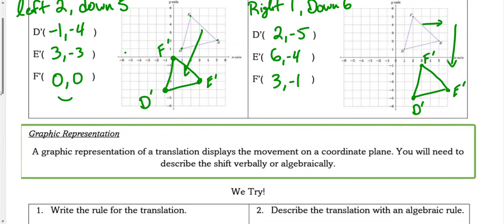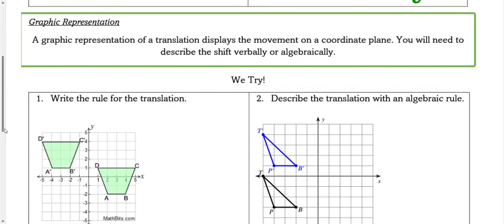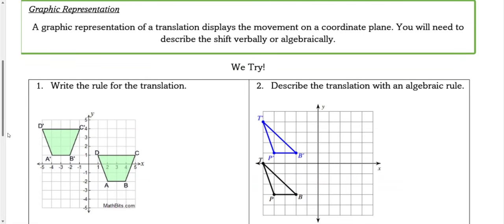All right, the last one's going to be going backwards. We're going to be given this picture and then have to describe it either algebraically or verbally. In both of these examples, really, we're going to describe the algebraic rule, which means we're writing it as x plus or minus something and y plus or minus something else. So I just want to basically think about what's happening to the shape and count.